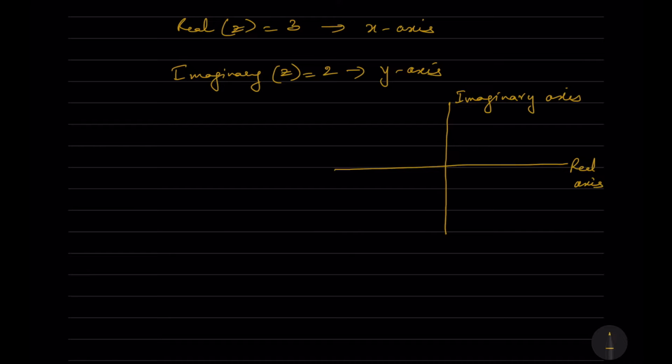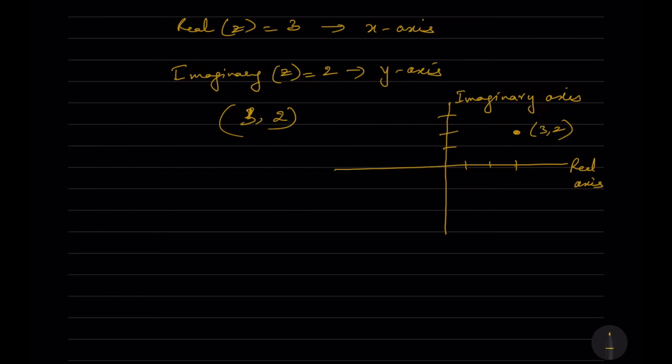So now how do we represent this? Over here you have the real axis; the real value is 3 and the imaginary value is 2. So you can mark here, 1, 2, 3 and 1, 2. So 3 and 2 means the point is here. This is called the representation of a complex number on the Argand plane.